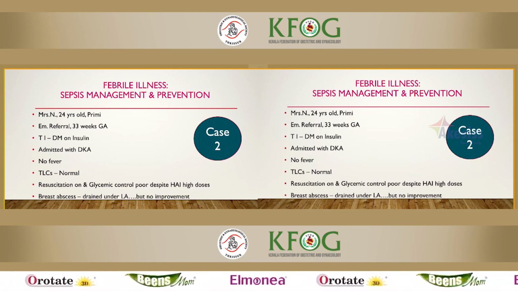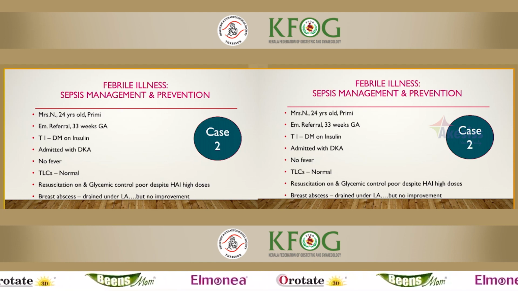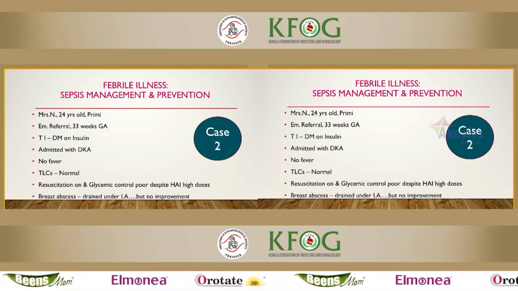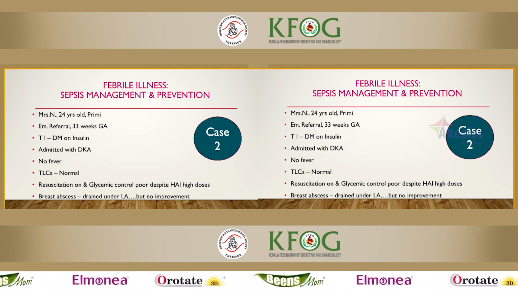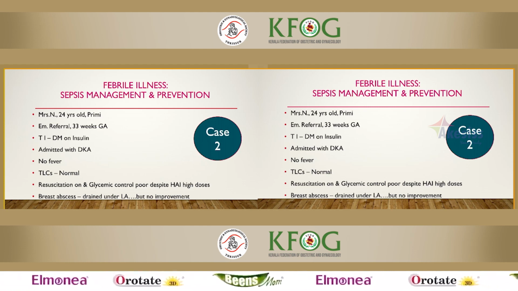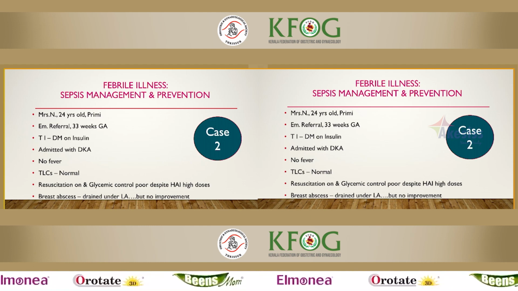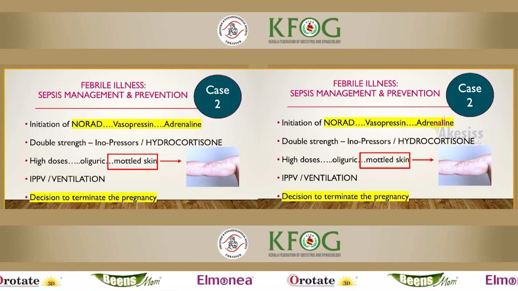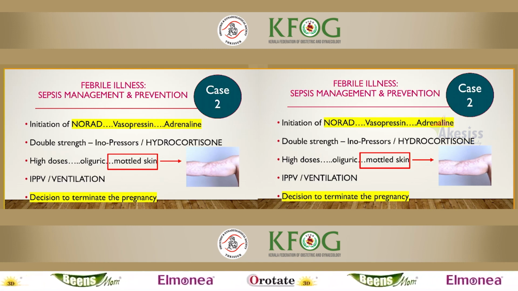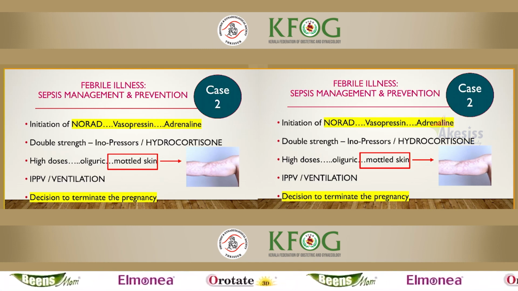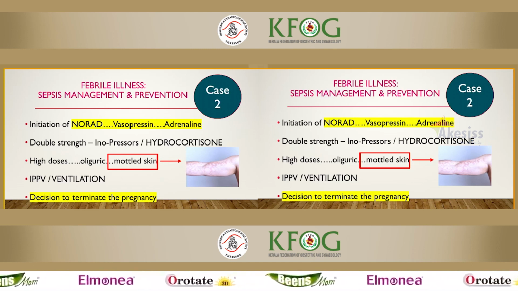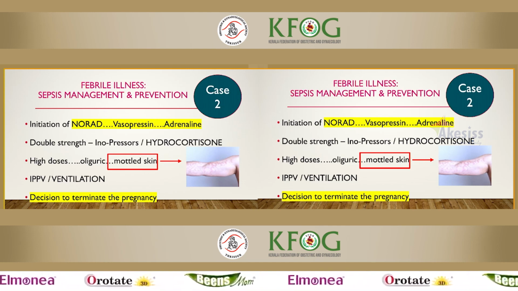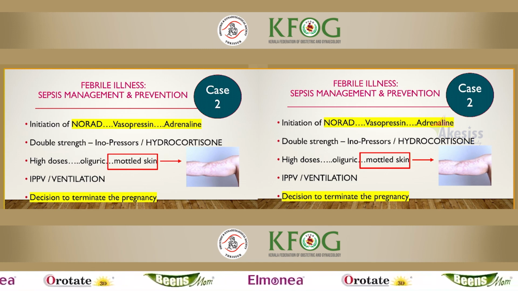She was a diabetic, she came with diabetic ketoacidosis, no fever, TLCs are normal. She was resuscitated adequately. Fair glycemic control was achieved, but despite fair glycemic control, at the end of 36 hours she developed hypotension, required supranormal doses of vasopressors, noradrenaline, adrenaline, and vasopressin also was given. The skin became mottled, and despite double dose of vasopressors and hydrocortisone, the pressures were low.